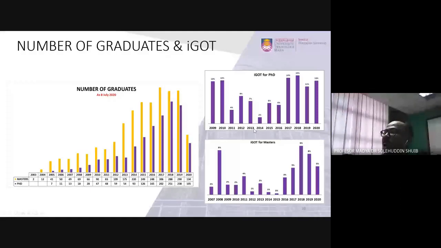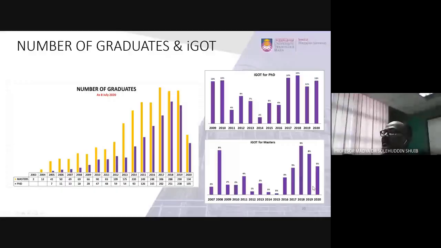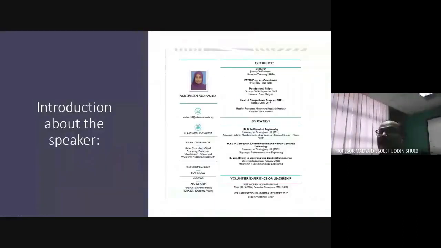And the comment about IGOT: for PhD it is higher compared to IGOT for masters. So that's why I think we need to do something so that we can increase the number of IGOT for masters to a certain percentage. More than 10%, I think, will be preferable. And for PhD also you can increase the number of IGOT.